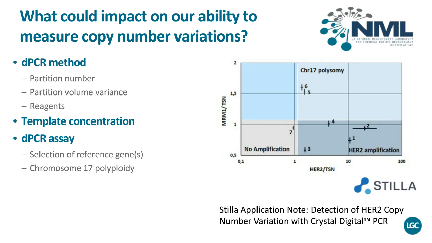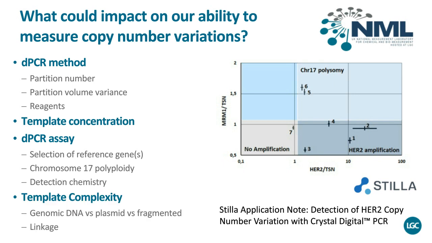The digital PCR assay is, of course, important, and there's a nice application note from Stilla that shows you how you can use their 3-color system to actually account for when your HER2 copy number might be officially elevated just because there's chromosome 17 polysomy in that sample rather than HER2 amplification.